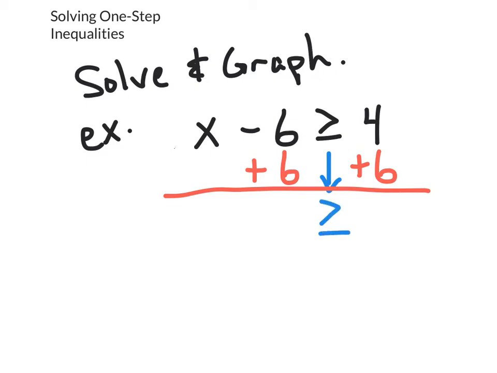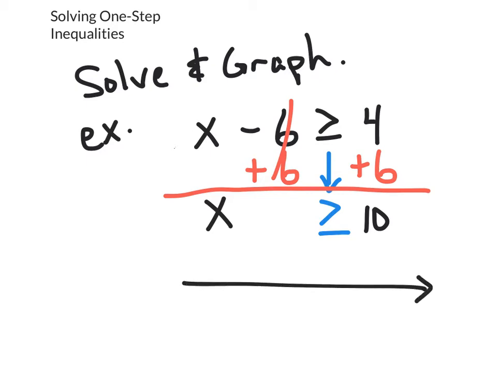And then these cancel, negative 6 plus 6, that was the goal there. Here is my x here. 4 plus 6 is going to give me 10. Now, when I read this solution, this is x is greater than or equal to 10. And so I'm going to go ahead and create my graph here real quick.